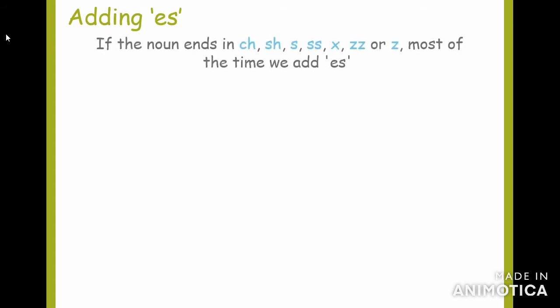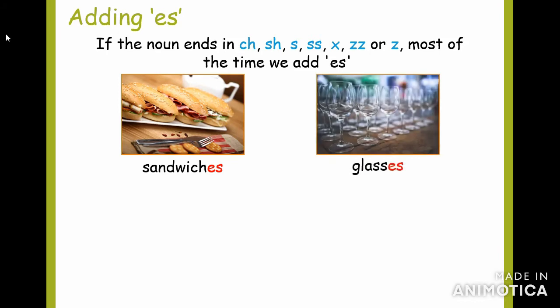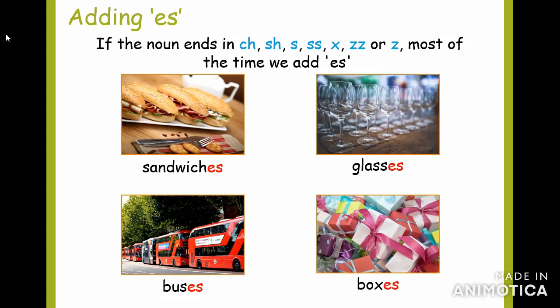Adding es. If the noun ends in ch, sh, s, x, or z, most of the time we add es onto the end of the word. Like in the word sandwiches, glasses, buses, and boxes. So if we have a look at the word boxes, we know that the word box ends in x. So we know that we need to add es onto the end because it fits into our spelling rule.